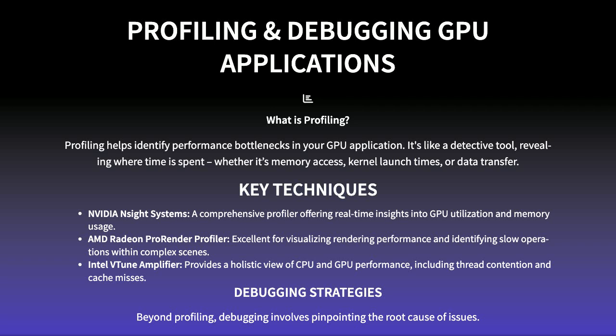Then, debugging goes beyond just spotting problems. It's about actually finding why they're happening. This can involve stepping through GPU code with specialized debuggers, tackling issues within your custom kernels, and even using tools to catch memory corruption, things like pointer errors or leaks that can cause crashes or unpredictable behavior. It's all about understanding how your application is truly performing on the GPU.